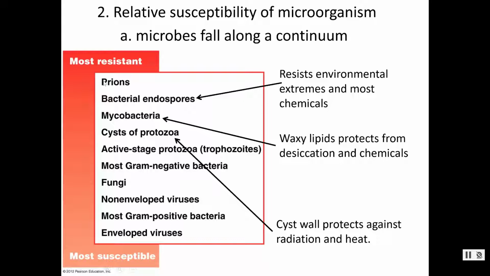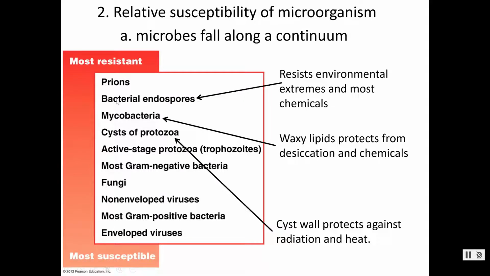So what do you need to know? I would know these top 4 for sure, and then know that there is a continuum of things to get rid of. Enveloped viruses are the easiest, but definitely know the top 4. You definitely want to know where endospores fall. Typically the methods we're going to talk about, if they're severe enough to get rid of endospores, will get rid of anything below that.